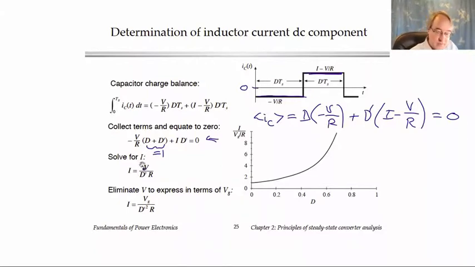We may also want to, since V is a variable, replace V with its solution Vg over D prime. Plug that in for V, and you get this equation that is the solution for the inductor current DC component as a function of Vg, the load resistance, and D prime. So charge balance gives us an equation for the average inductor current. And if we're designing a converter and we need to know what the currents are, then we'll need this expression as well.